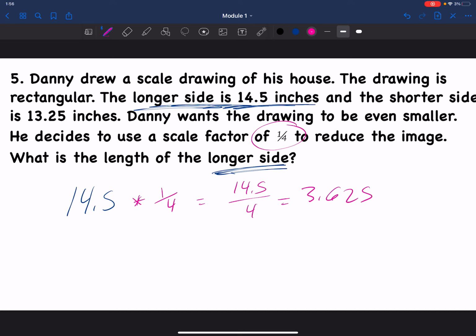So the main thing to keep in mind is when you're using that scale factor, you're just going to multiply your sides by it.